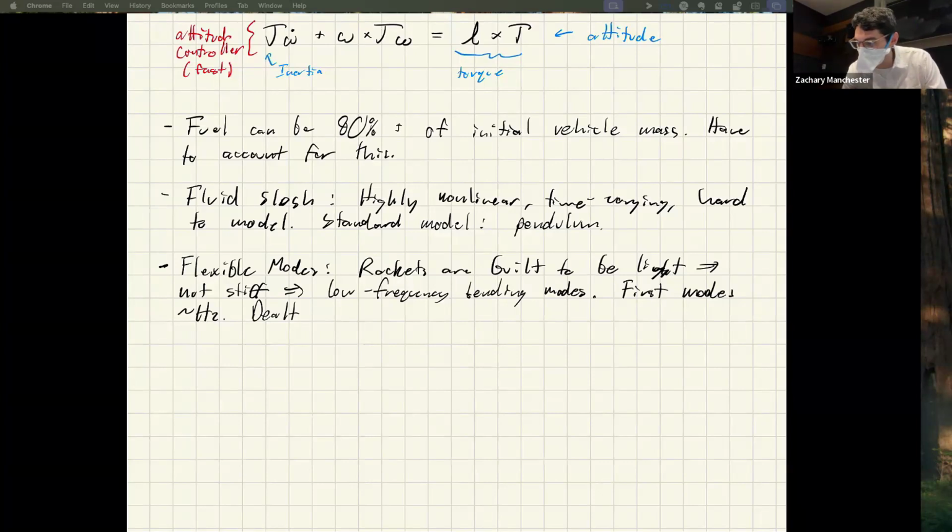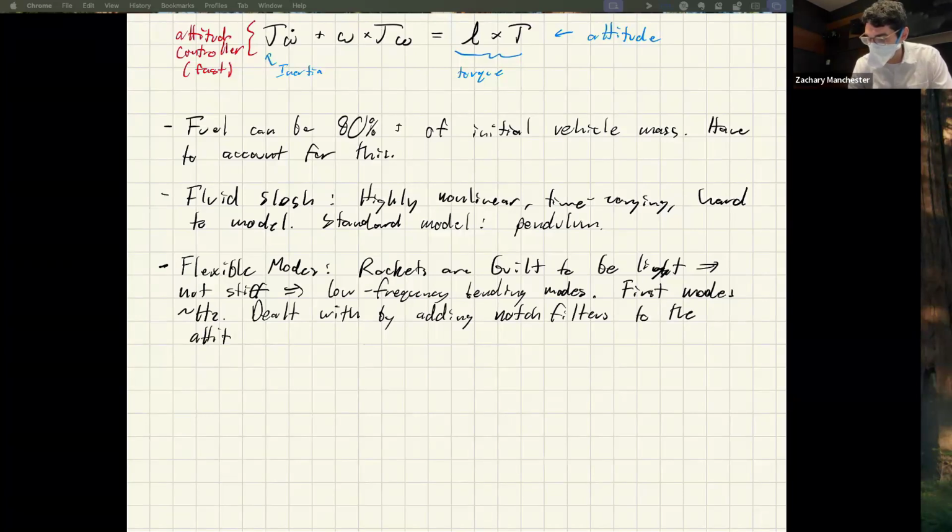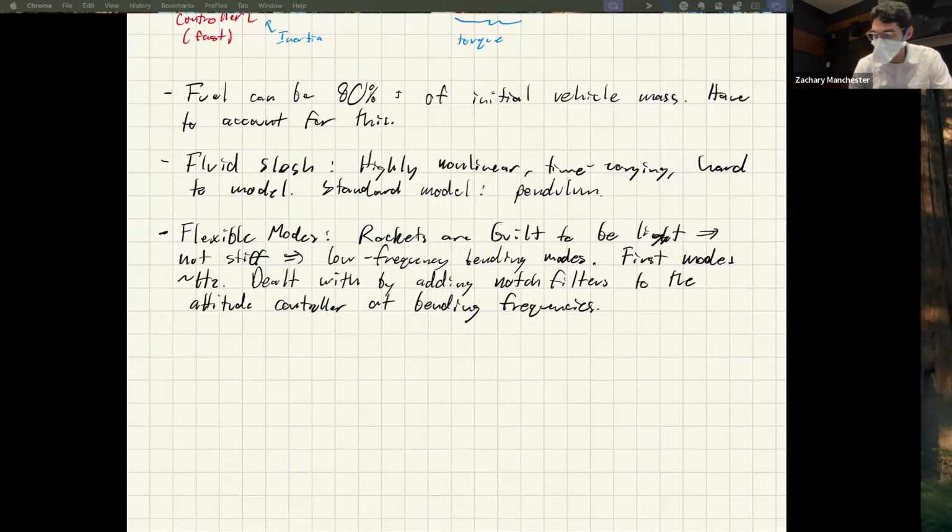But the more standard, old school thing is putting in notch filters to the low-level attitude controller at those bending frequencies to avoid shaking your thing apart.